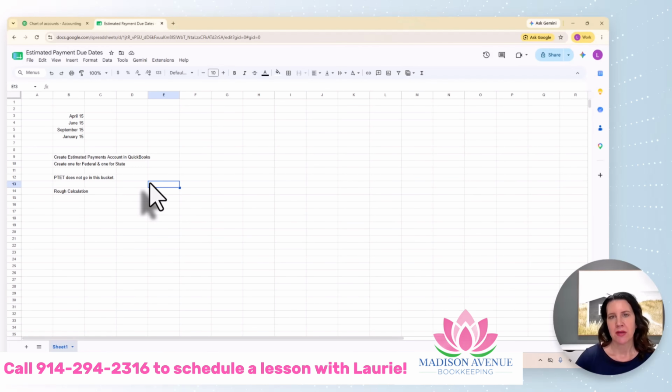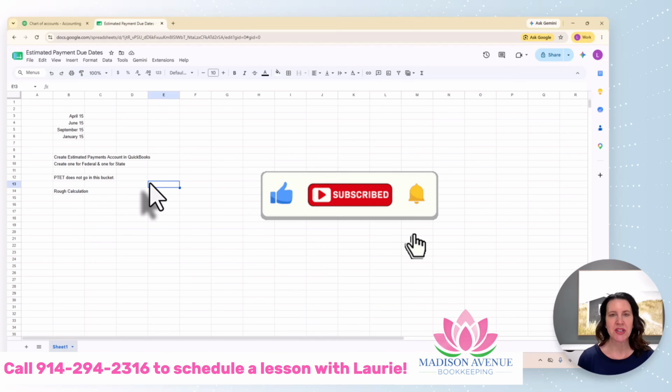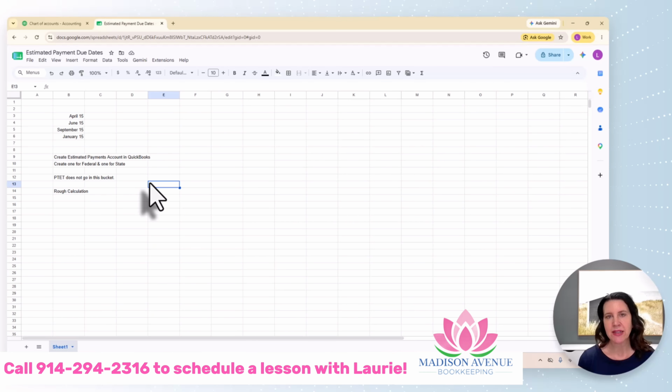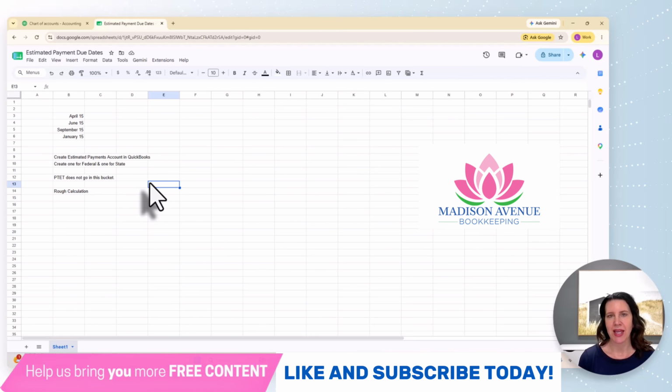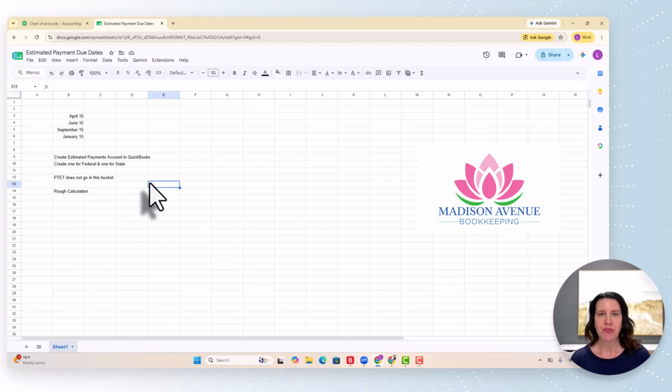Now, most people I know are making their estimated payments 90% of the time out of their business account, which is fine, but this is not an expense and it has to be tracked a certain way. And it's not an expense we want to put in your normal distribution bucket. So when you take money out of your bank account, that either goes to what's called a distribution or a draw, which is an equity account. So we need to set those up to track your federal and state estimated payments.